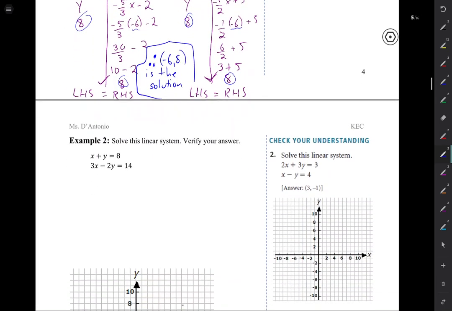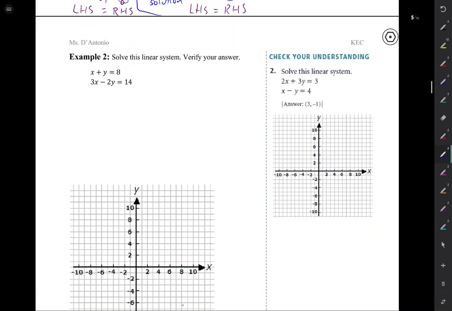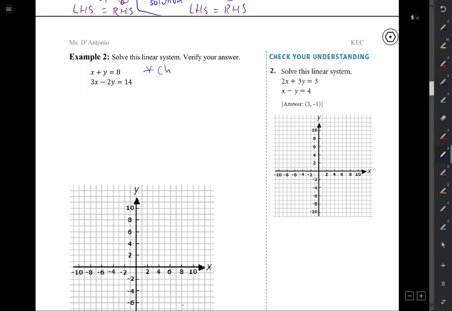In the next one, it says solve the linear system, verify your answer. You'll notice here that they did not give our equations in any type of form that we are used to. They're not in slope-intercept form and they're not in slope-point form. So what I would do here is change both equations into slope-intercept form.